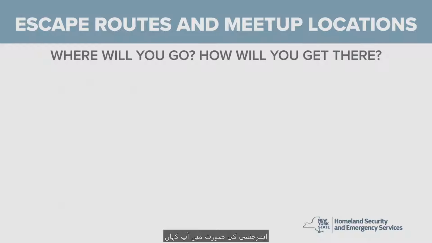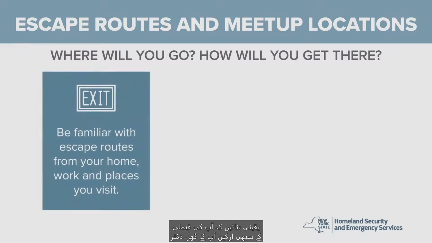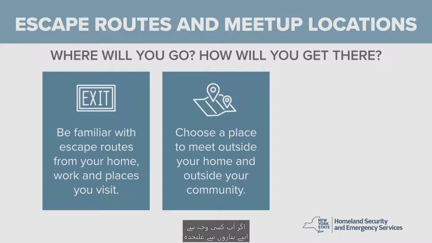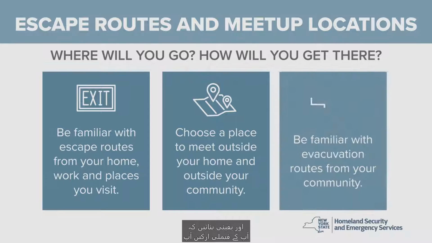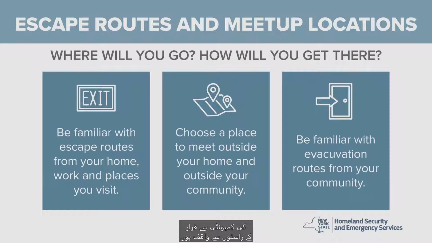Where will you go in an emergency, and how will you get there? Make sure all family members are familiar with escape routes from your home, work, and places you visit. If you are somehow separated from loved ones, ensure that your family emergency plan includes 2 locations where you will meet up. You should pick 2 locations, one near your home and another outside the community, and ensure that family members are familiar with evacuation routes from your community.